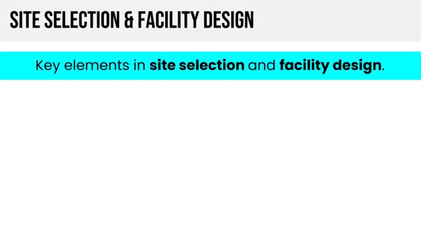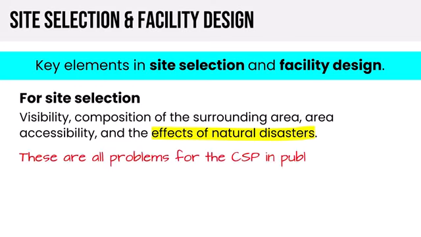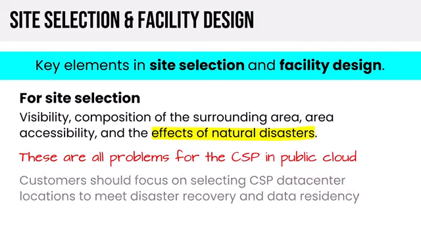So site selection and facility design. The key elements in site selection and facility design include visibility, composition of the surrounding area, accessibility, effects of natural disasters. We don't want to build a data center in a site that's not easily accessible by automobile, for example, or that would have undue exposure to natural disasters. For example, I might not build a data center on the coast. Now, these are all problems for the CSP and the public cloud again.